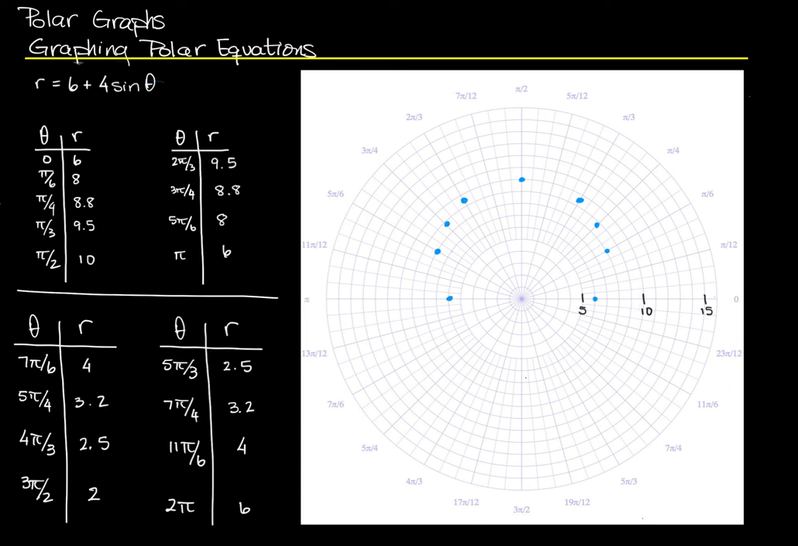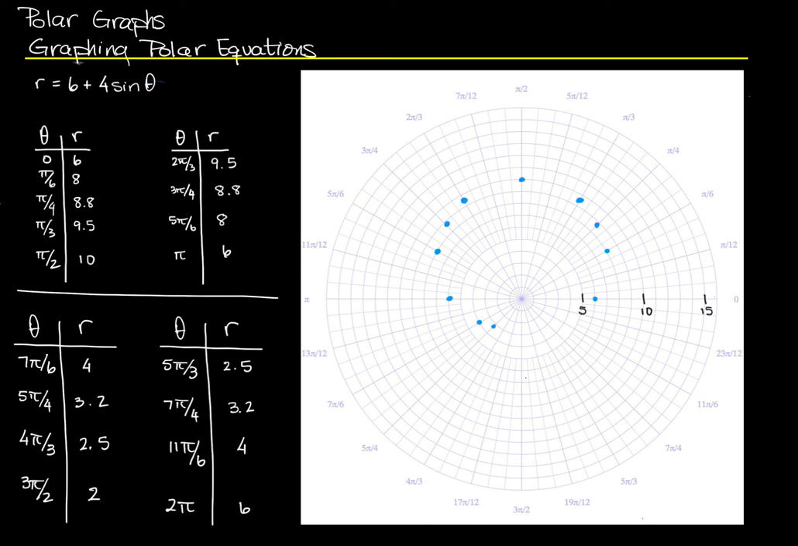What do you think? Is it going to be a circle? Should I just assume it's going to be a circle? Let's keep going and find out. My first point in quadrant 3 is 7 pi over 6, comma 4. Let's see, that's there. Then I want 5 pi over 4, 3.2. That's about, well, let's see, that's about there. Next, we have 4 pi over 3 and 2.5.